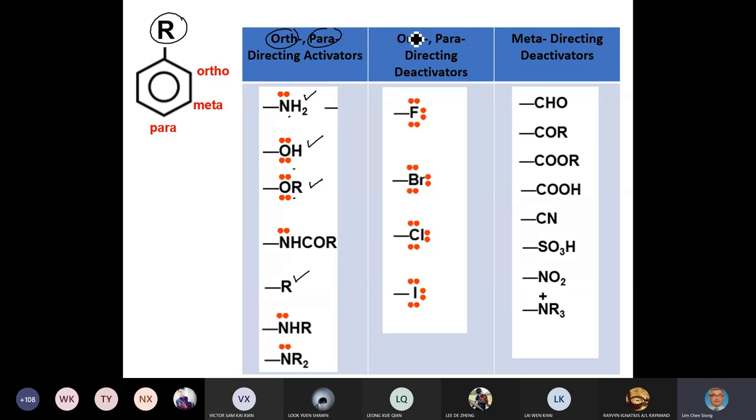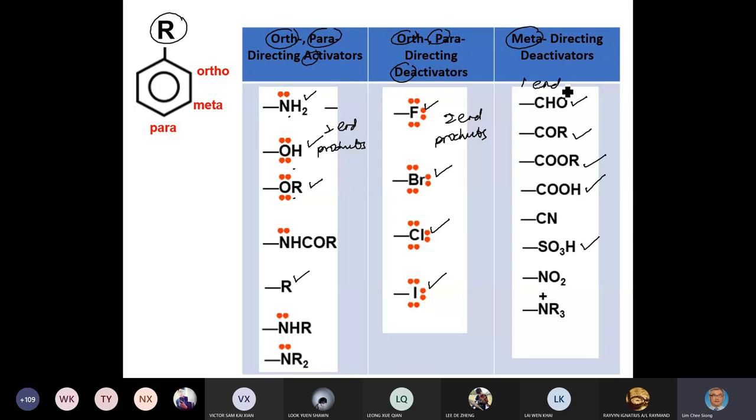Get it? But in case of ortho para directing deactivators, they are attached with fluorine, or we call fluoro, bromo, chloro, iodo, we also come up with two end products. This one also, two end products. But in case the benzene ring has been attached with aldehyde, ketone, ester, carboxylic acid, benzene sulfonic acid, 1, 2, 3, 4, 5, this one is under meta. How many? One end product will be obtained.